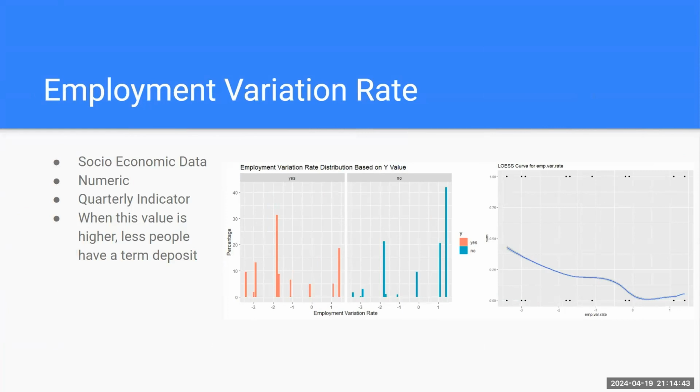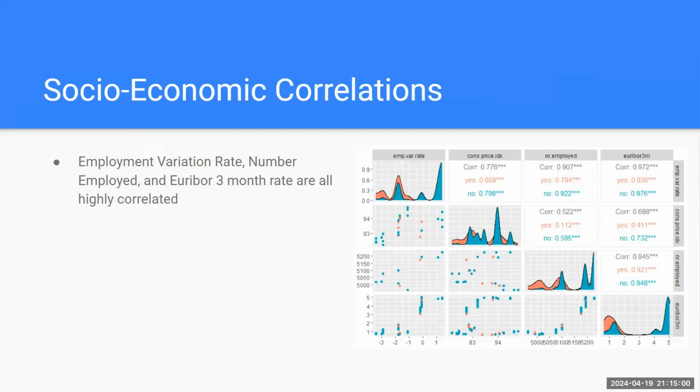For the employment variation here, we are looking at the employment variation rate distribution based on the Y value. We can see here that when this value is higher, fewer people have a term deposit. For the socioeconomic correlation, we can see that the employment variation rate, number of employed, and Euribor 3-month rate are all highly correlated. The accompanying graphs display a distribution of responses across different levels for these socioeconomic indicators, with all showing strong correlations with the target variable.